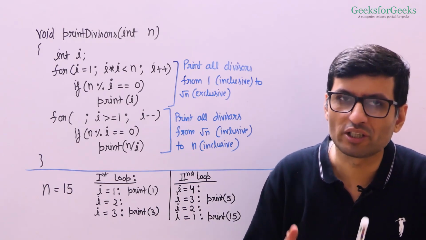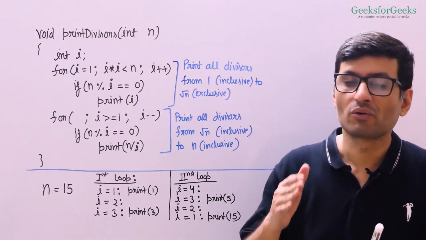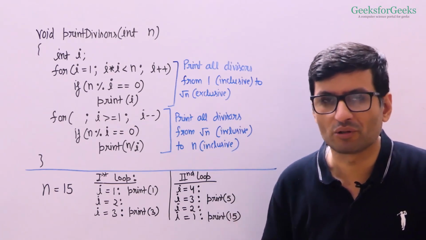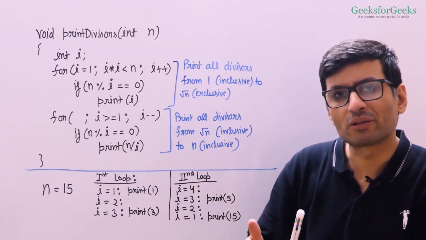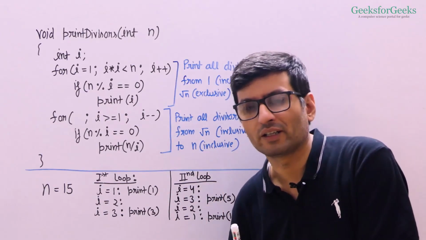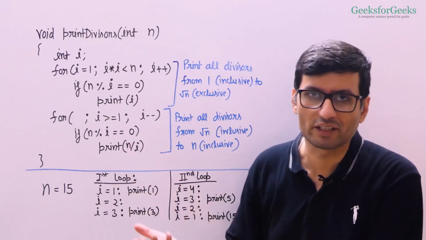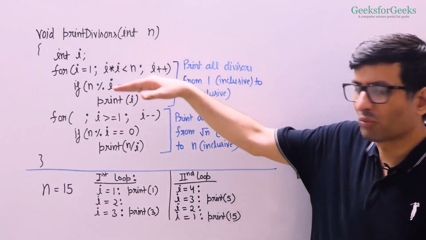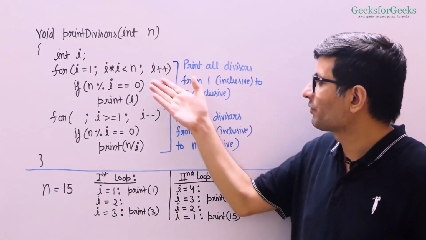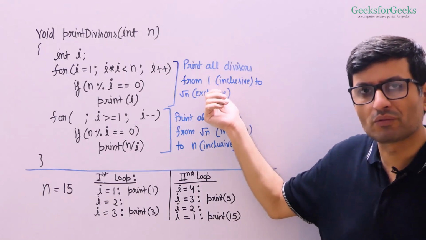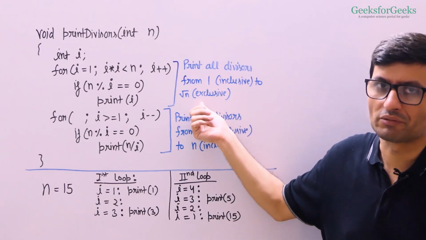The idea is to traverse the numbers from 1 to square root of n two times. First we traverse from 1 to square root of n and we print all the divisors in this range. Then we traverse from square root of n to 1 and we print the divisors of the form n by I for every number I. So this way you get all the smaller divisors first and then all the greater divisors. So we have 2 loops. The first loop prints all the divisors from 1 to square root of n. 1 is inclusive and the square root of n is exclusive.